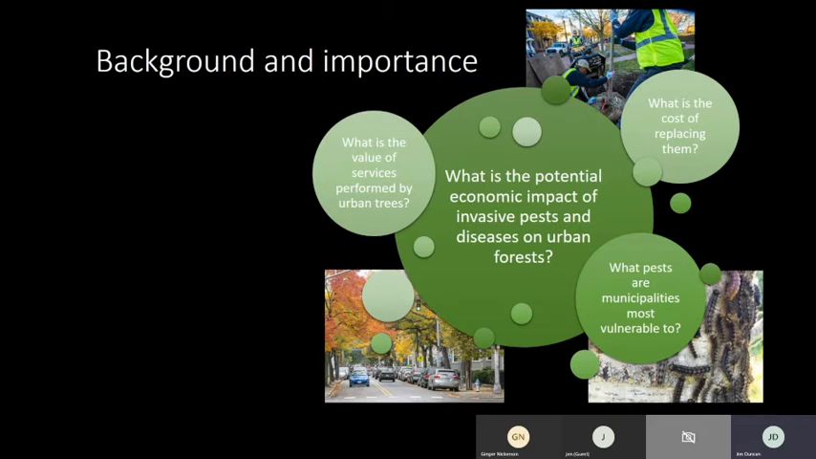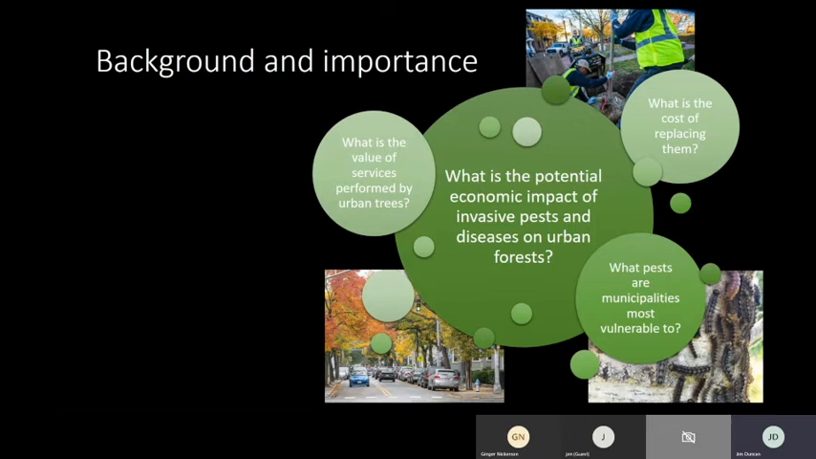we were asked to investigate the potential economic impacts that invasive pests and diseases could have on urban forests in the Northeast. And this centered around the economic component and communicating with a broader range of stakeholders to make information about trees and the pests that they faced more understandable. So we focused on the ecosystem service valuation approach. So what is the value of the services that are being performed by these urban trees? What is the cost of replacing these trees if they are attacked and potentially infested or killed? What pests are municipalities most vulnerable to? So where do we see different host species being distributed across the region?